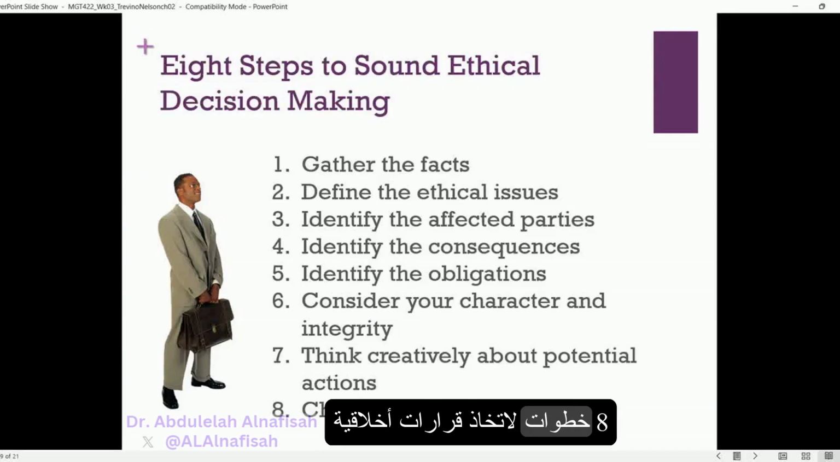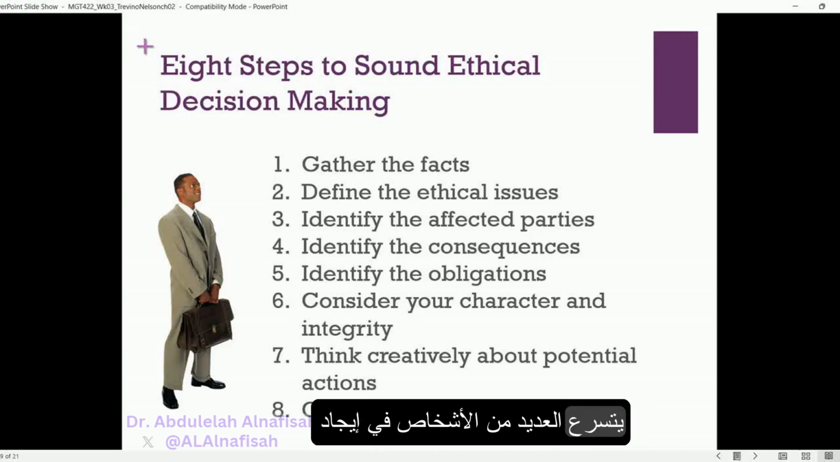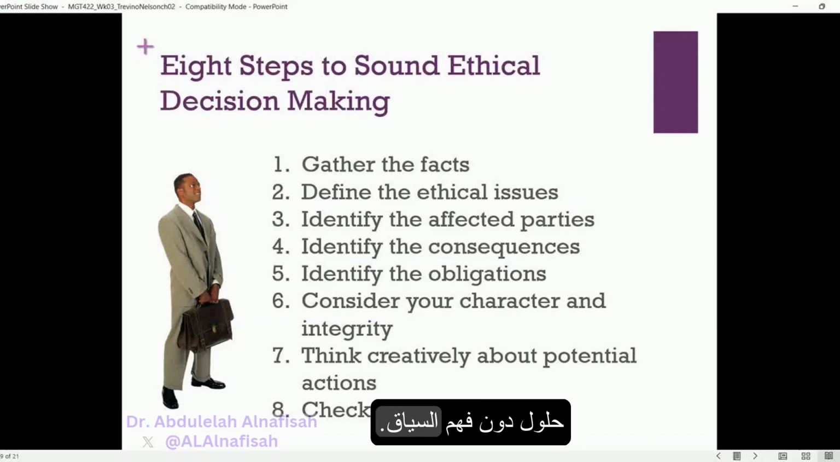8 steps to sound ethical decision-making. Step 1. Gather the facts. Begin by collecting relevant information about the situation. Many people rush to solutions without understanding the context. It's essential to ask questions about the circumstances, including any historical or current facts that are important. However, gathering facts can be challenging, especially when information is limited.